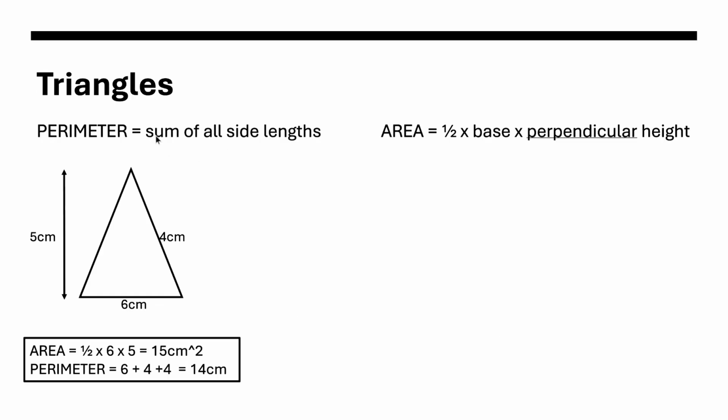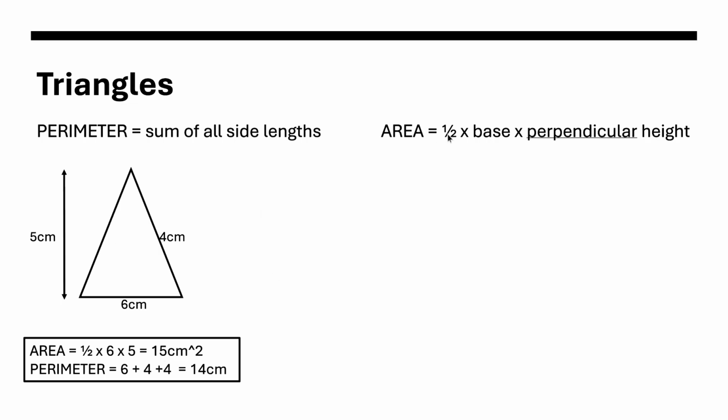For a triangle, perimeter is still the sum of all side lengths. So here we have an isosceles triangle, so this length and this length are the same. And the base is 6, so we do 6 plus 4 plus 4 to get a perimeter of 14 centimeters.